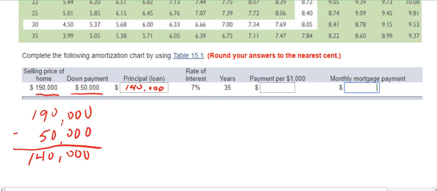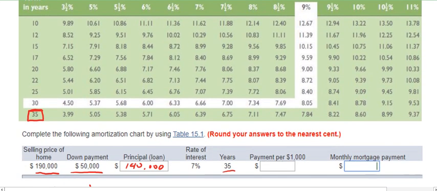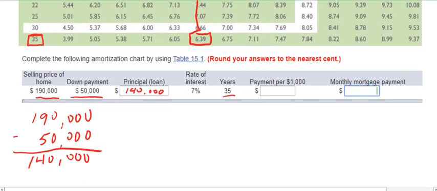Now we need to know, well, what is our payment per $1,000 for a loan of 35 years? So we're going to look at this term, right? So for 35 years at 7%. Okay, so we're going to go down here and we're going to see that 35 at this is, right, our payment per 1,000 is $6.39.